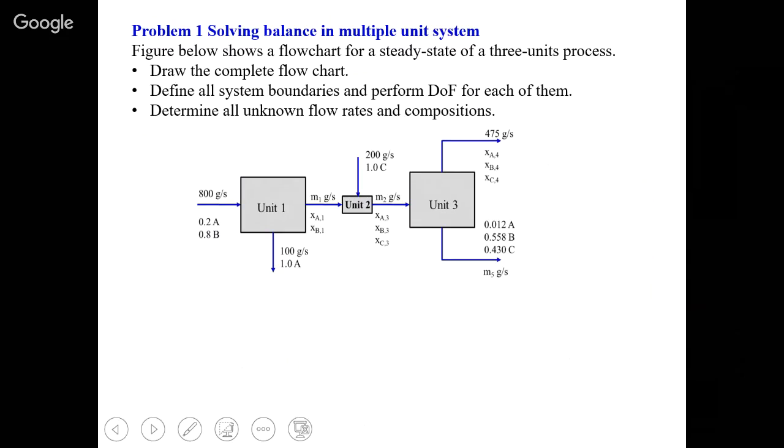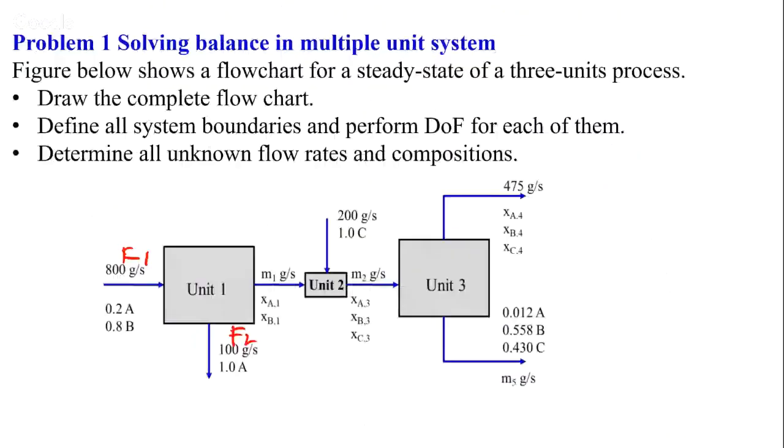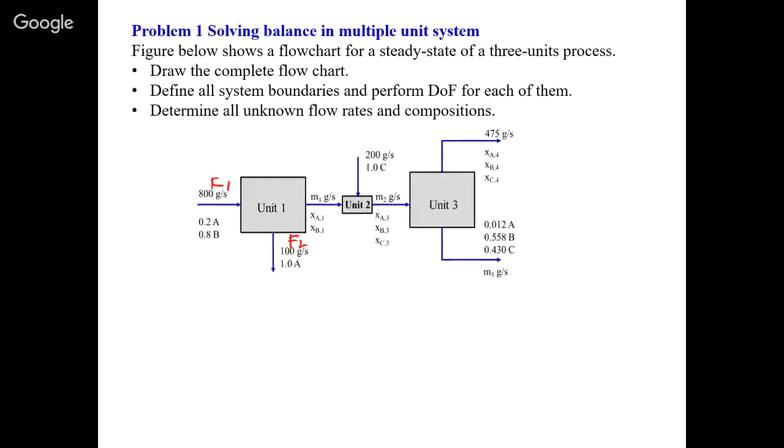So we have three individual units. When we address the DOF, we first need to define the system boundary. To make it easy, let's assign the stream numbers. This is stream number one, this is stream number two, stream number three, stream number four, stream number 5, stream number 6, and stream number 7. First, let's identify the first boundary, which is unit number 1 only.